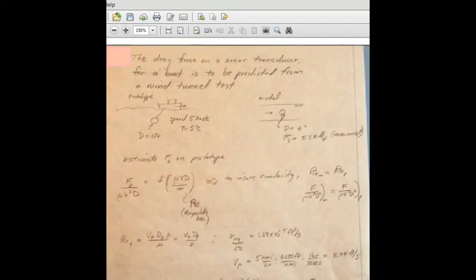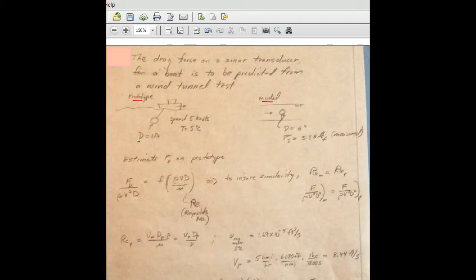Okay, let's take a look at the sonar transducer problem that we were dragging from a boat in the class. This is a similitude or modeling problem where we're going to use wind tunnel or other results as our model to scale up to the real case, which is the prototype. So we've got the prototype, which is the boat dragging the sonar through the ocean, and we've got the model, which is a similar object that's put in a wind tunnel to determine how much drag will happen on that.